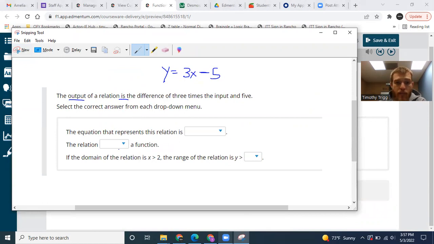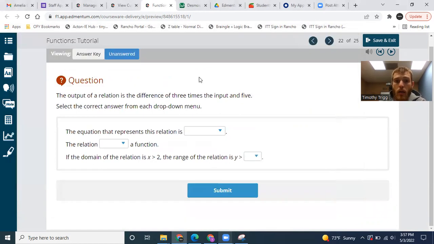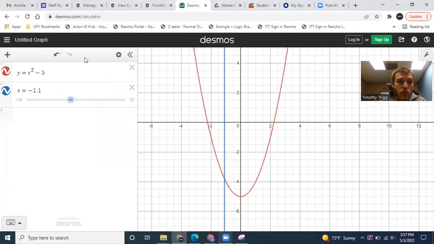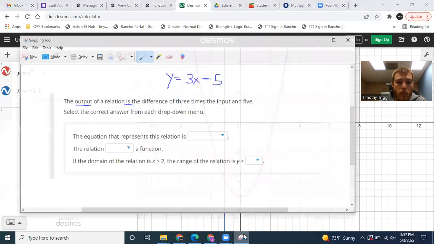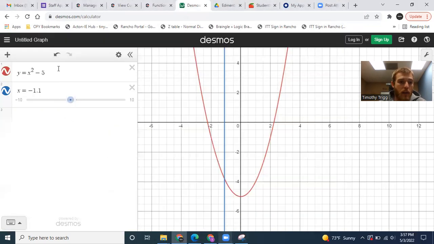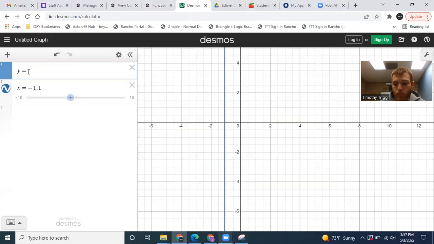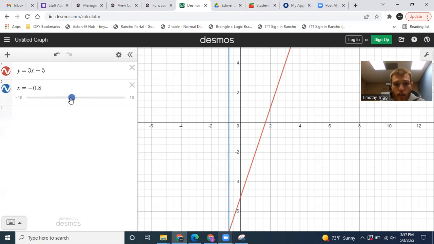Is this relation a function? So yes, this one's going to be a function, but if you're unsure, you could always go to a graphing calculator and graph it. Now, my graphing calculator of choice, as you probably already know, is Desmos. And let's go ahead and put our function in. y equals 3x minus 5. And so we could see our red line here. This is our function. And yes, it is indeed a function.